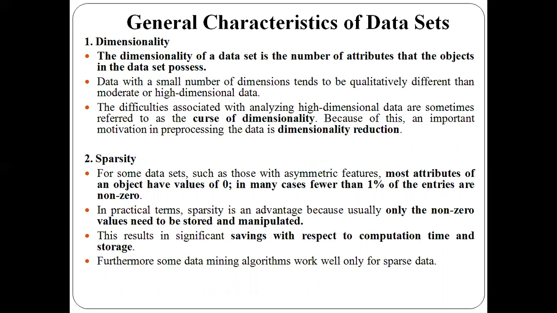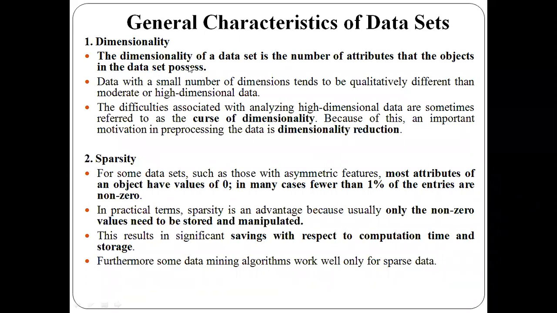So what are the characteristics exhibited by any data set if you consider? The first characteristic of a data set is dimensionality. As the name says, dimensionality is nothing but the number of dimensions. How do you measure it? Dimensionality is measured by the number of attributes present in the objects. The dimensionality of a data set is the number of attributes that the objects in the data set possess.